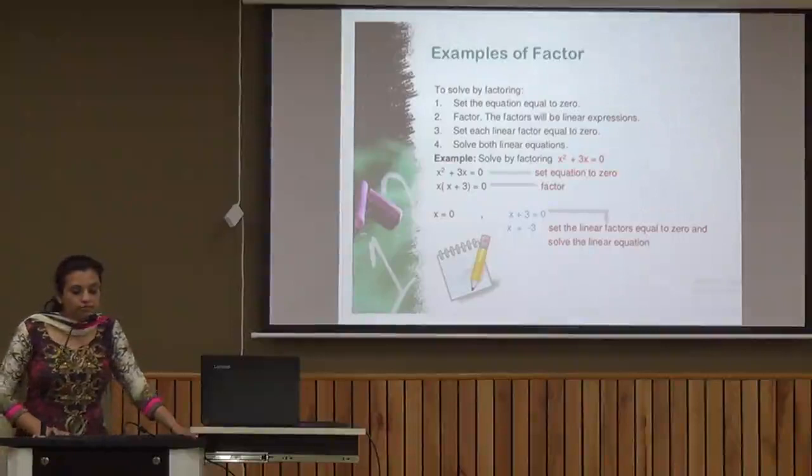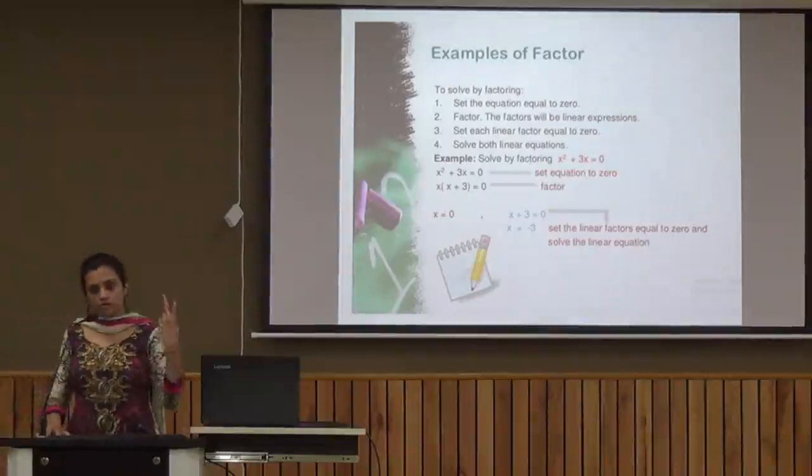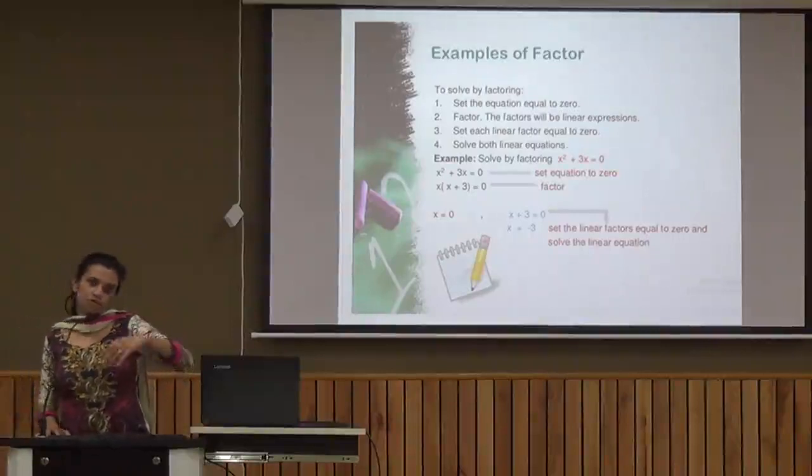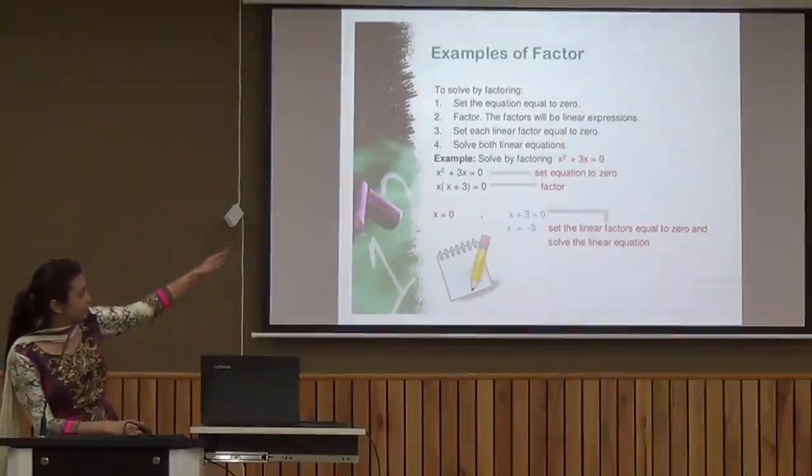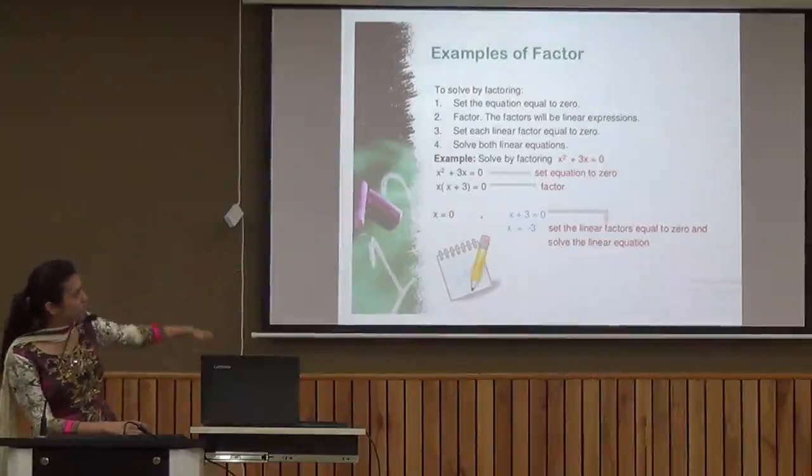Now, if the product of two terms is 0, that means either the first one is 0 or the second one is 0. Here, x times x plus 3 is 0, so that means either x is 0 or x plus 3 is 0. So you get x equal to 0, and x plus 3 equal to 0 gives you x equal to minus 3.